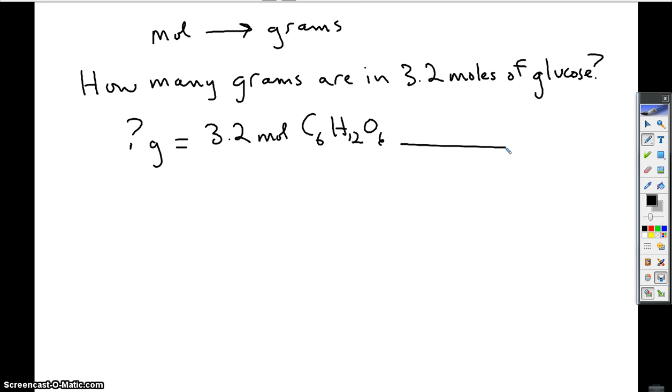What unit has to go in the denominator? Well, it has to be moles in this case. So we know that 1 mole is equal to 180 grams. Moles will cancel out. We're going to get our answer in grams. Again, we can have two significant figures. So in this case, it comes out to be 580 grams.